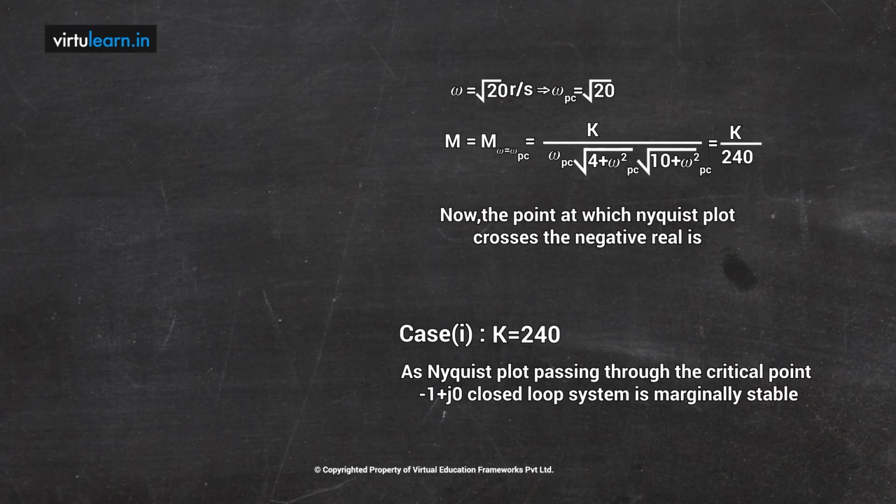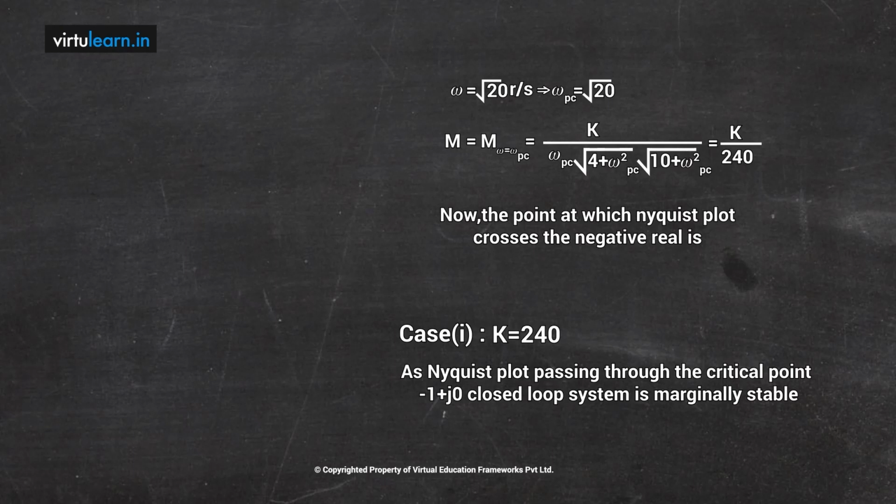I need to find what this k value should be to have the system stable. Let us take 3 different cases. The first case is, let us assume k is equal to 240. When k is 240, the intersecting point is minus 1 plus j0. So your Nyquist plot is passing through the critical point.